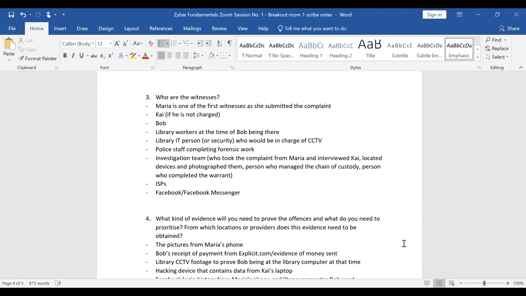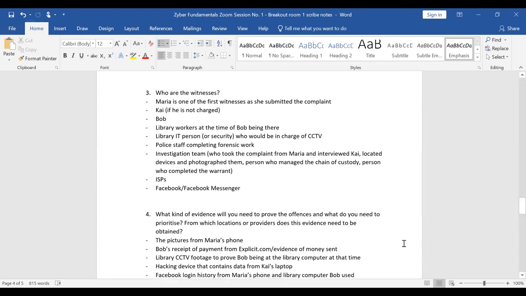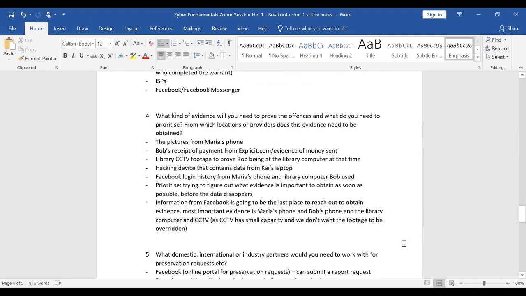So what kind of evidence will you need to prove the offence, and what do you need to prioritize? We came up with a lot of points, but in conclusion our priority depends on whatever the most important evidence is that you have to obtain first, because it has a chance to be deleted or disposed of. That's the most important evidence you have to look at first, and leave whatever evidence is really hard to destroy.